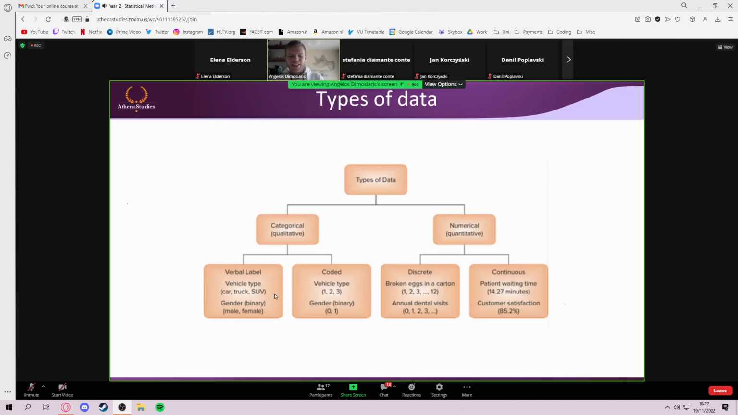Now, there are some variables that have many categories, like the vehicle type. Here we can add more types of vehicles. And there are some variables that only include 2 values, so we call them binary. I'm not quite sure if gender is one of them. I wouldn't say that. But for the sake of the example, let's pretend that gender is a binary variable that includes 2 values.